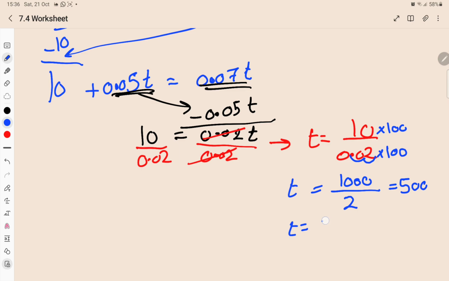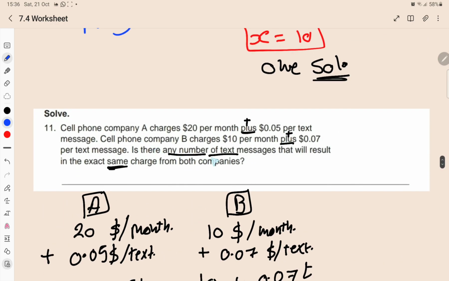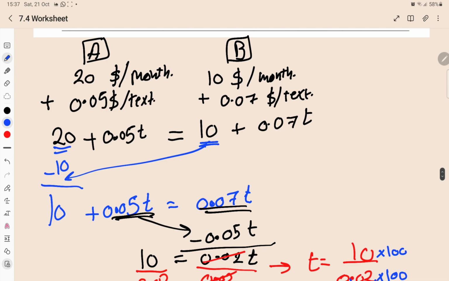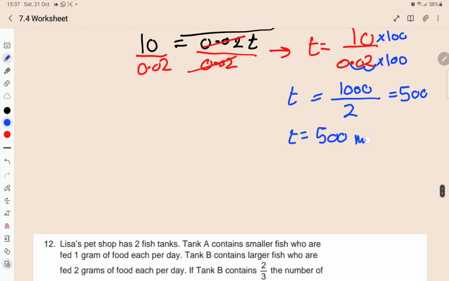So T equals 500. So now let's answer this. Is there any number of text messages that will result in exact same charge from both companies? Yes. Whenever T is equal to 500, the charge will be the same. You will pay the same for both companies if you send 500 messages. So T equals 500 messages.